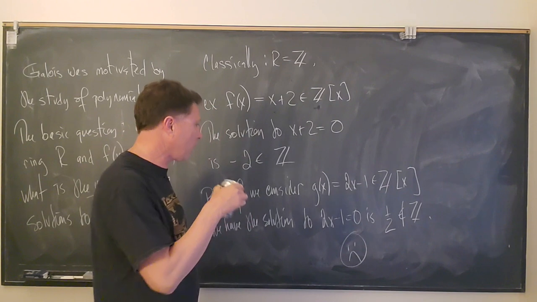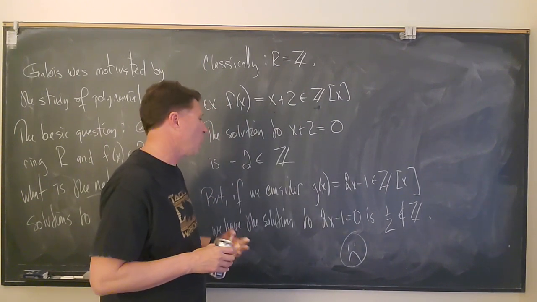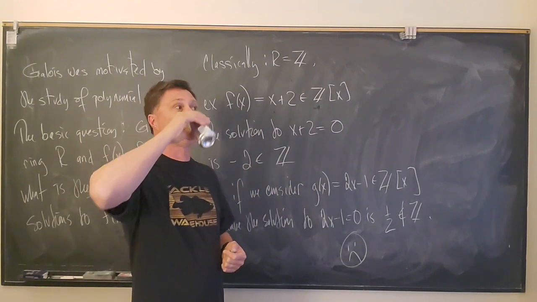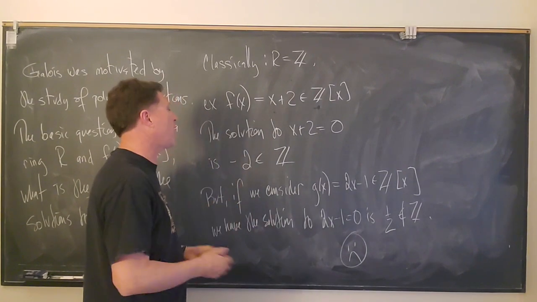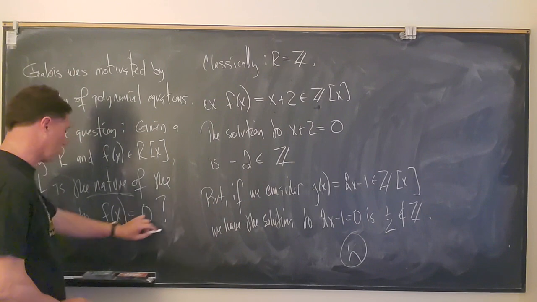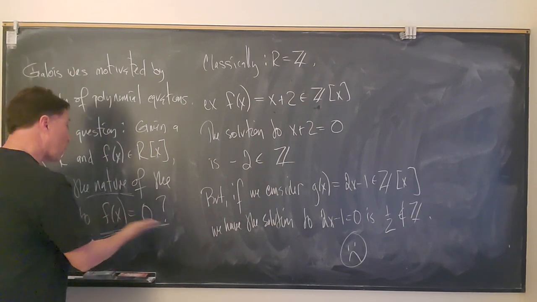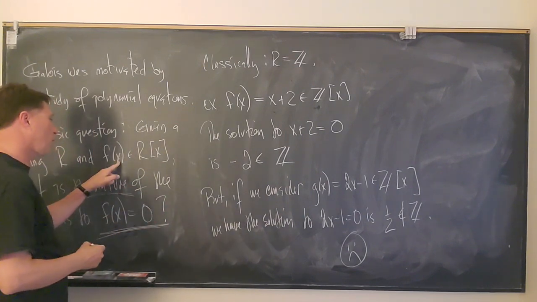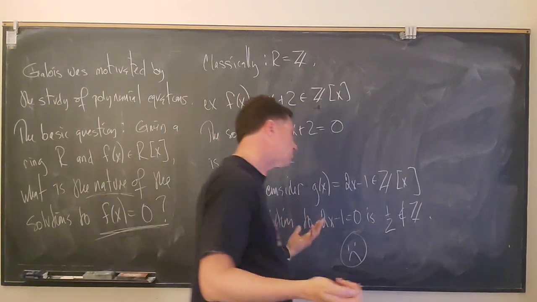So, all right, so what? Do we care? Well, we're comfortable with 1/2. But this example tells us that there is absolutely no hope, if you want to study the solutions in general to a polynomial equation of this form, there's no hope. You cannot expect the solutions to live within the ring of coefficients.